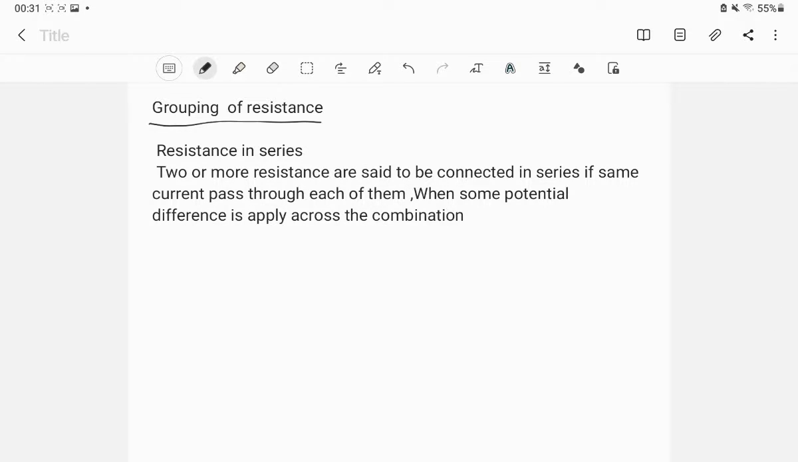Okay, take out your books and note down everything, because I am going to ask numericals from this grouping of resistance. Here we have two types of grouping: one is series and one is parallel, just like we have done for grouping of capacitance. The formula will be the same, but it will be opposite.